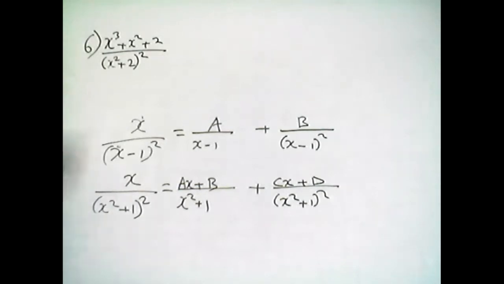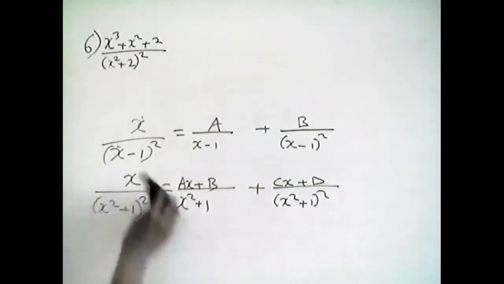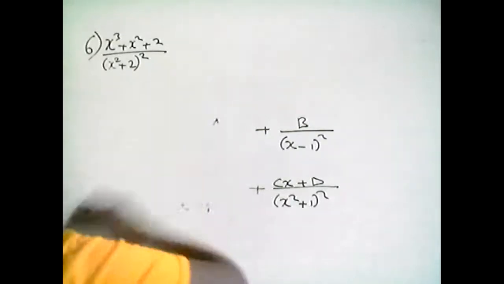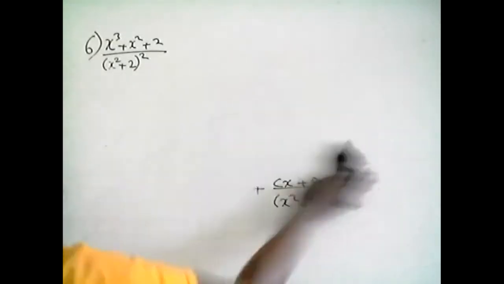So you ask yourself, when you look at the highest power there is 3, and here, x squared, when you square this, it will give us x to the power 4. Our numerator's highest power is 3, and our denominator's highest power is 4. That one has been simplified for us. No need to divide it.